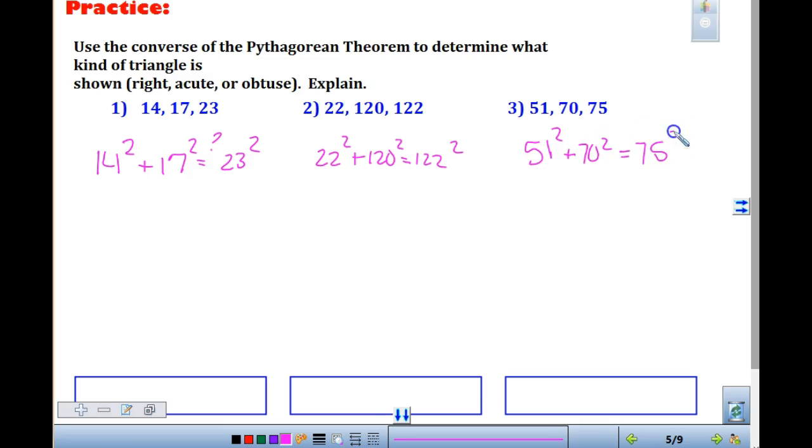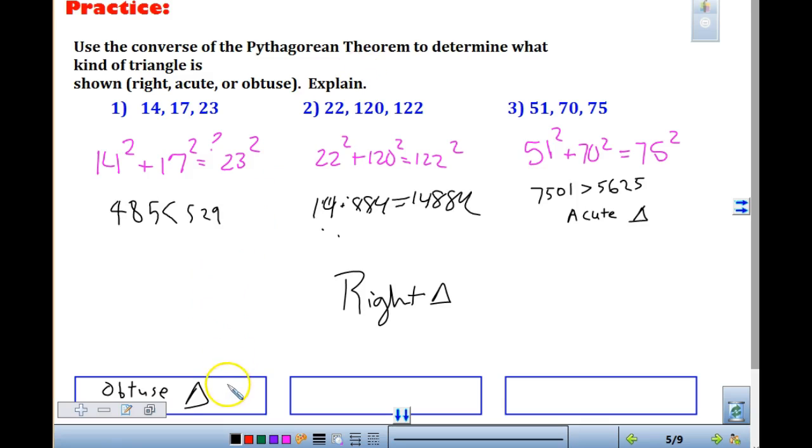So take out your calculator and figure these out. I'm going to be having you explain. I am okay that once you have this, your explanation is showing this work, that this is what happened for your acute, your obtuse, and your right. That explanation is the work that you were telling me.